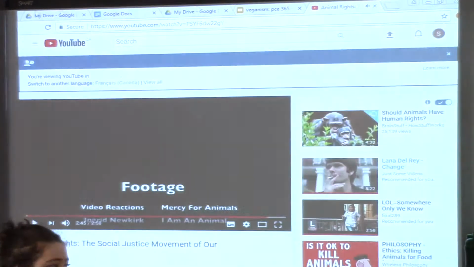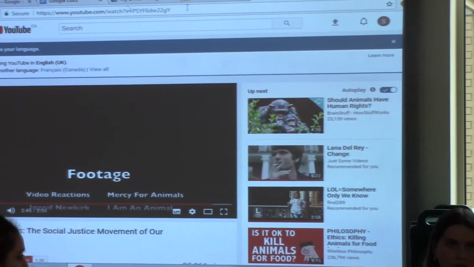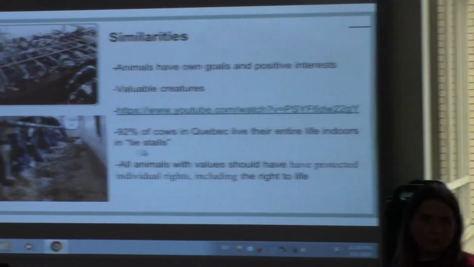Okay, so seeing that video, you can see that animals are not well treated. So 92% of Quebec's cows are in tie stalls, which is what you see here and it's shown in the video. So clearly they don't even have space to move. They can only go from side to side, and they can't even do a 180 degree turn, and most of the time their head is stuck to a chain. So I don't know how you can imagine living like that. It's pretty cruel.